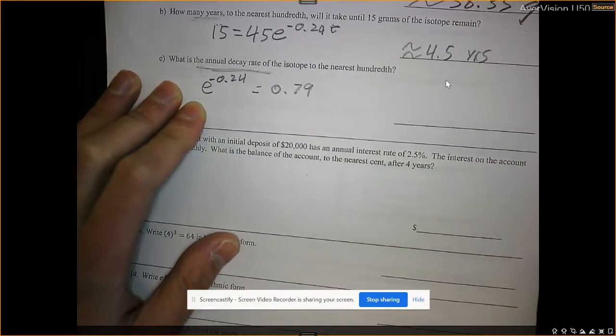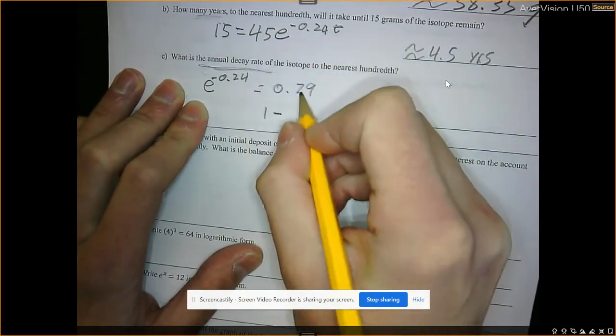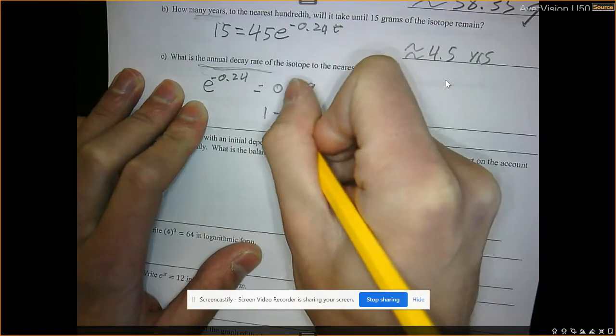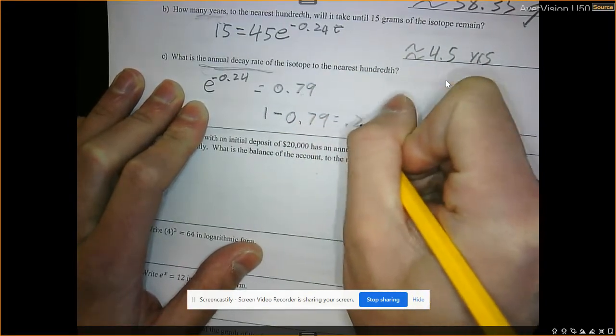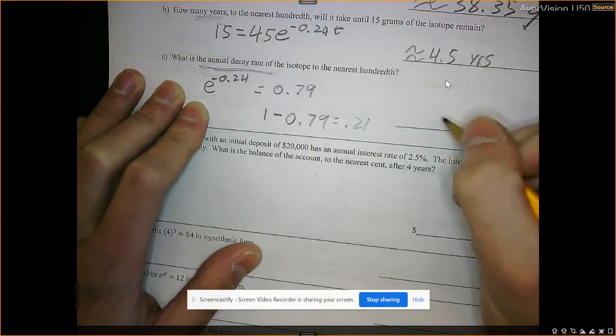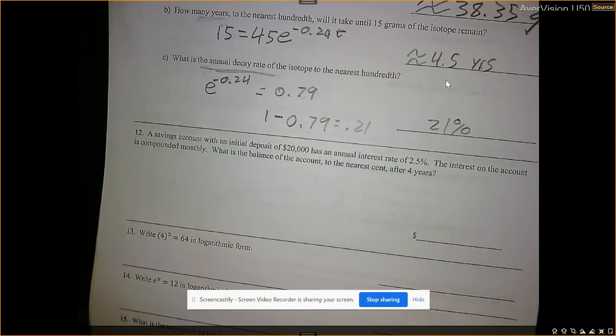Okay, 0.79, and then it's saying decay rate. For decay rate, I'm subtracting that from 1 always. So I do 1 minus 0.79. That equals 0.21, which means my rate, if I'm putting it in percentage, is 21%. That's how you're handling a problem like that.